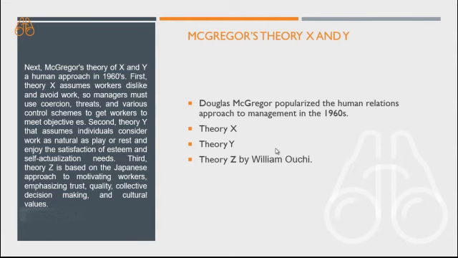Next, McGregor's theory of X and Y, a human approach in the 1960s. First, theory X assumes workers dislike and avoid work, so managers must use coercion, threats, and various control schemes to get workers to meet objectives.